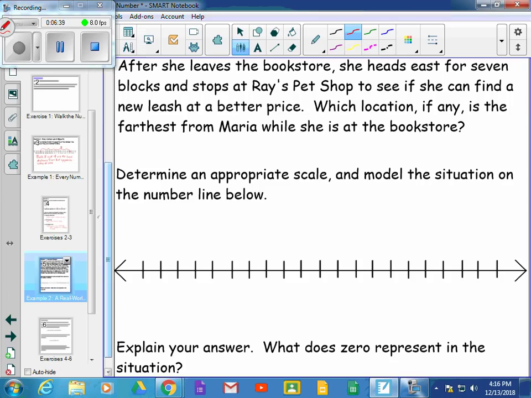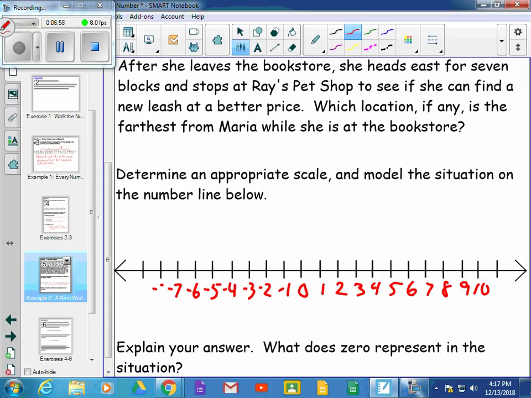Our number line is big enough so that we can go by ones. So I'm going to start by putting the scale on there. I'm going to do it in both directions. Okay, now we can use a number line to help us locate directions or locate places given directions. We're going to use west to represent the left side of the number line and east to represent the right side.